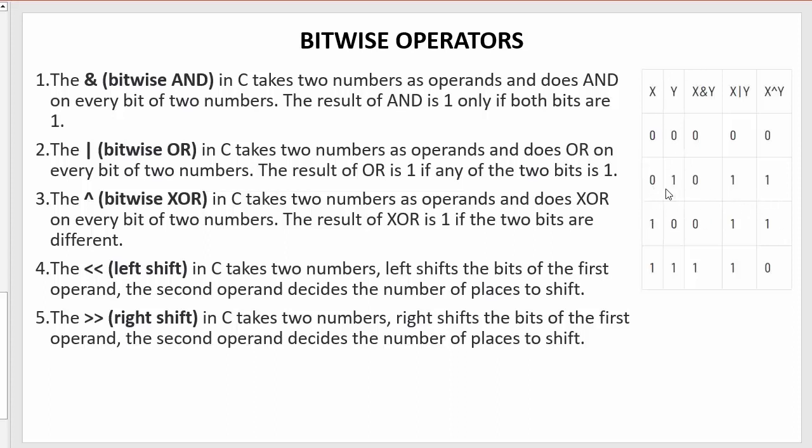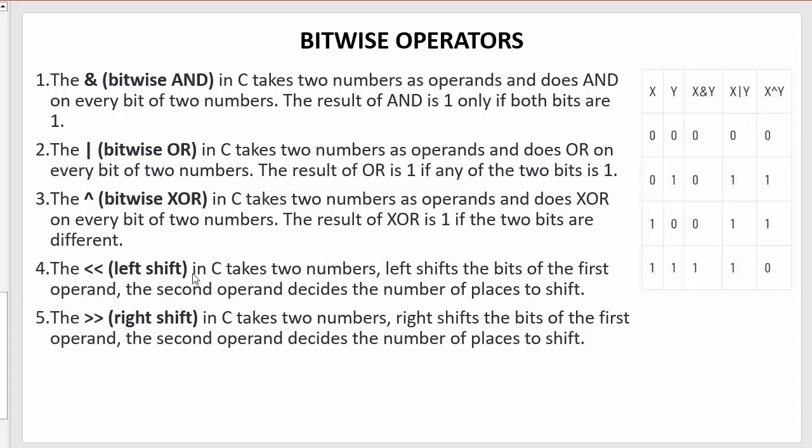As you can see here in this table, for 0 1 and 1 0, since the operands are different, you are getting 1 as an output. And here, since the operands are the same, 0 0 and 1 1, you got 0 as an output. Now let us move ahead to discuss the left shift operator.